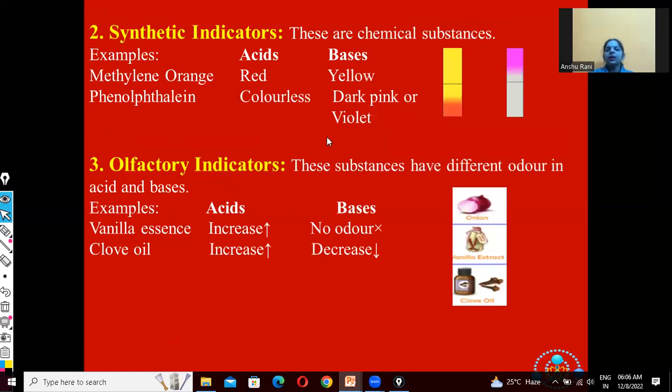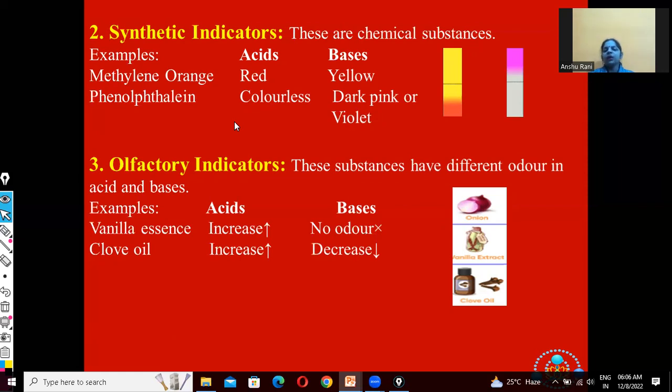Then we have synthetic indicators. Synthetic indicators are chemical substances. They also give different colors in acidic and basic medium, like methyl orange and phenolphthalein. Methyl orange in the presence of acid is red, and in the presence of base it is yellow. Phenolphthalein is colorless in acid and dark pink in bases. This is the indicator which we use in titrations.